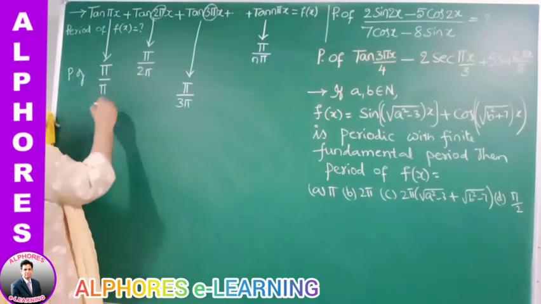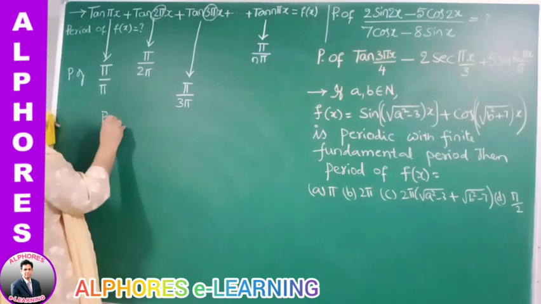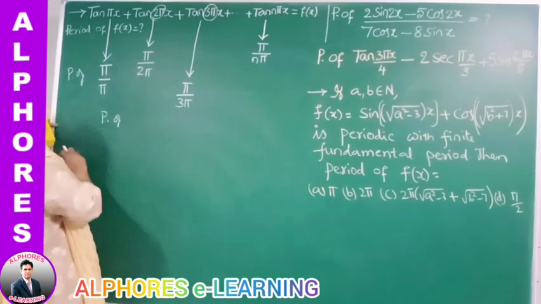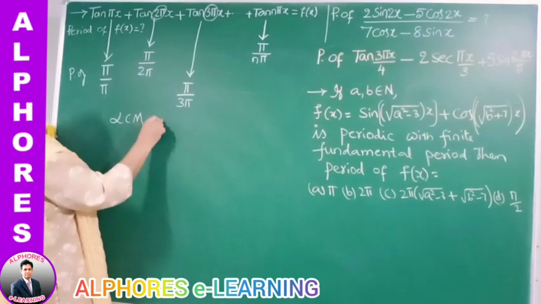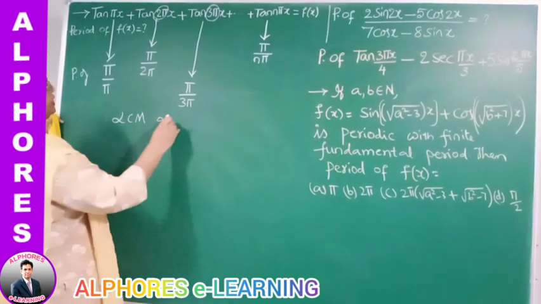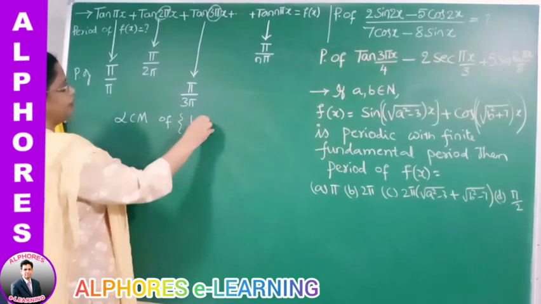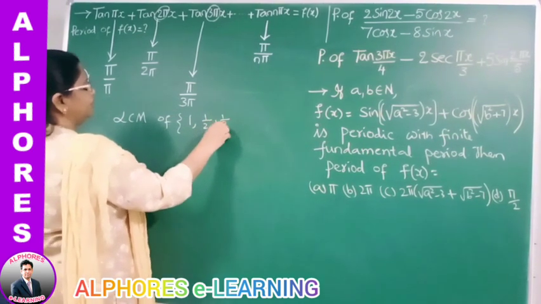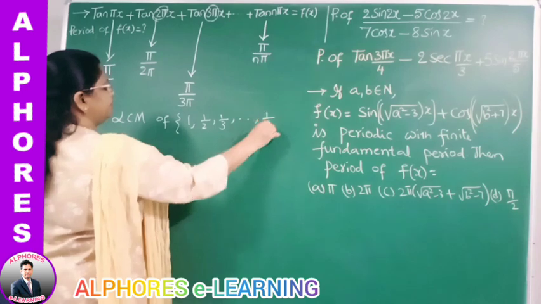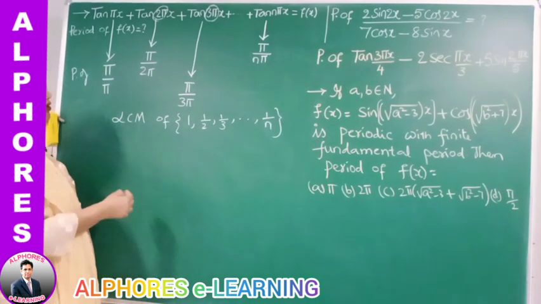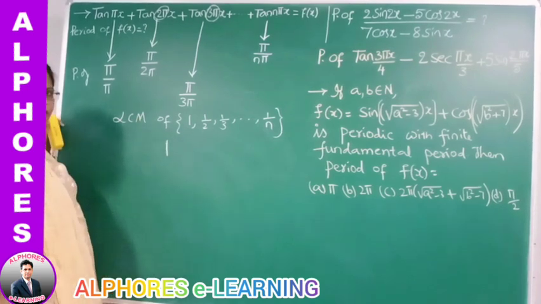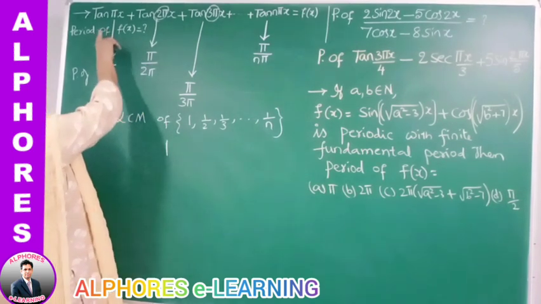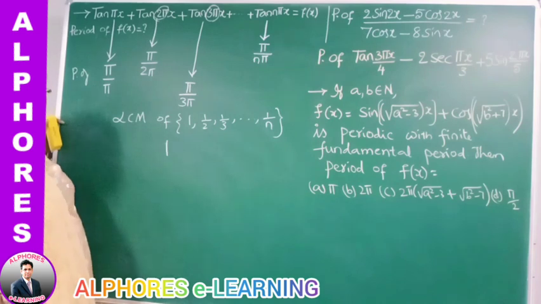Now if you cancel these values, the period of the entire thing is the LCM of all the individual periods, that is the LCM of 1, 1 by 2, 1 by 3, etc., up to 1 by n. Just now I told you how to find the LCM of these numbers. It is nothing but 1. Therefore the period of the entire function is 1.